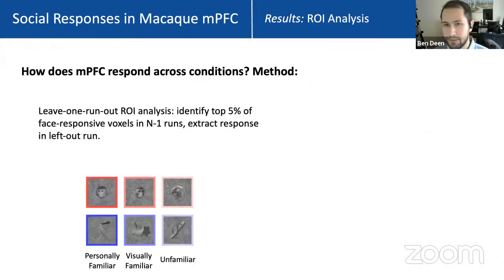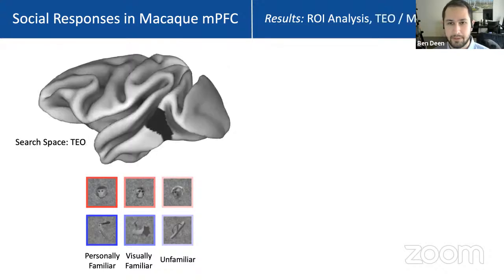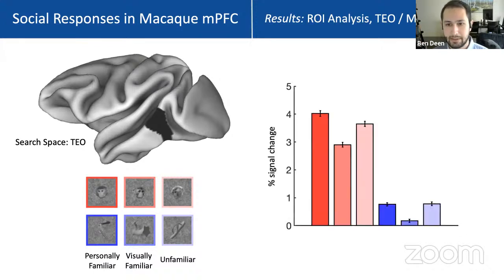All right, so to do so, we do a leave one run out ROI analysis. So we take n-1 of our runs, extract the top 5% of face responsive voxels within a search space, and then extract the responses of that region across categories in the left out run to avoid a non-independence error. And I'll first show you what this looks like for regions of temporal cortex. So this is a search space consisting of area TEO, which contains face area ML. When we apply this analysis to this region, this is what you see. So you see a strong response to all the face conditions over objects, about a 4% signal change dynamic range, and a slight preference for familiar faces.